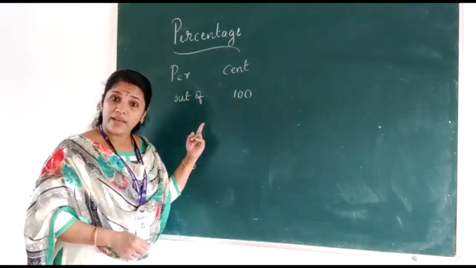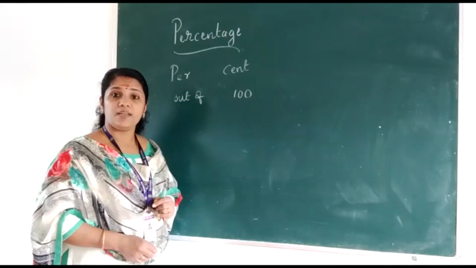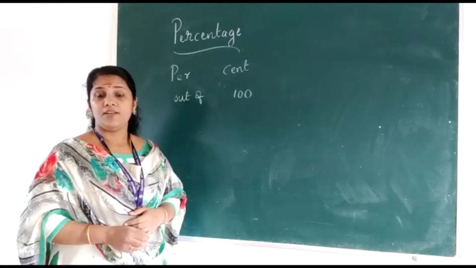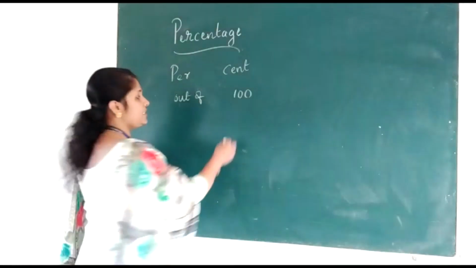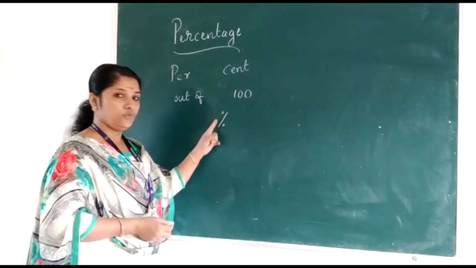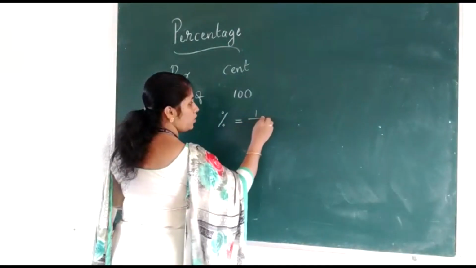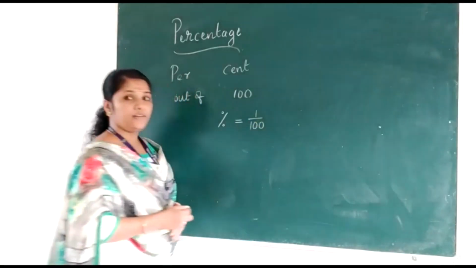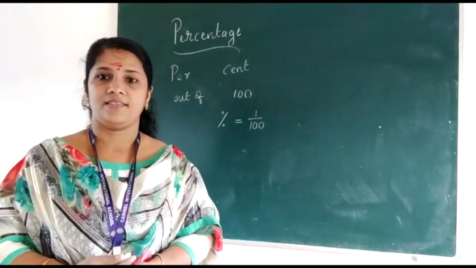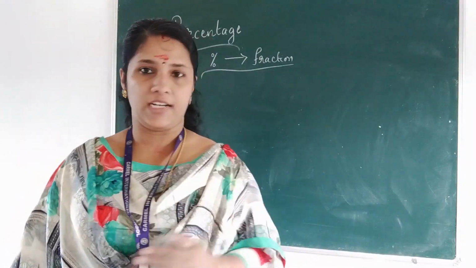So, we are calculating percentage for each 100, or out of 100. The symbol we use to denote percentage is this. It's a slash line and two dots, right? And the meaning is out of 100. Out of 100, we can write like this in the fraction form, 1 by 100.